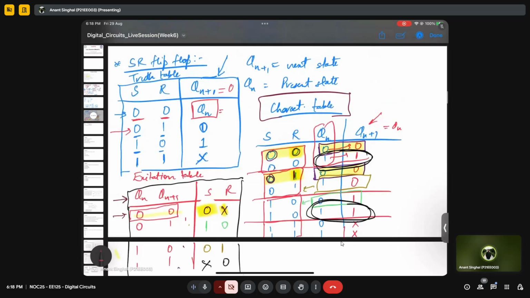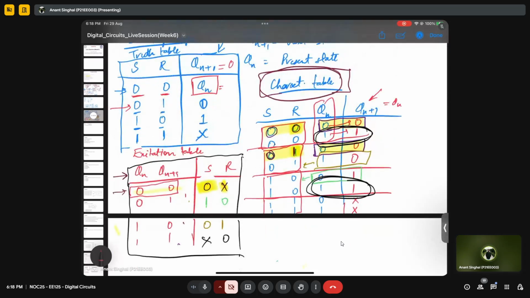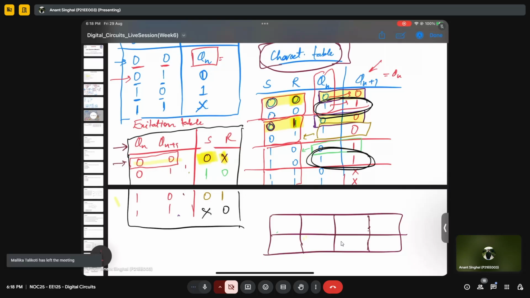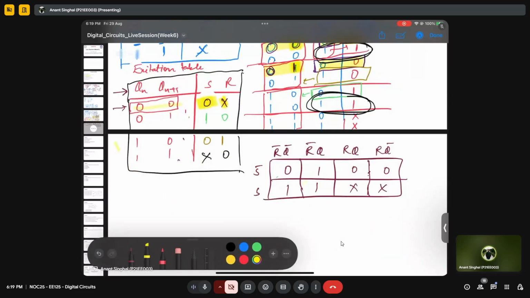So yeah, we can also have the expression of Qn plus 1 in terms of S, R, Q. In general we use the characteristic table, so we can make a K map. So this will be S bar, S. So this will be R bar Q bar, R bar Q, R Q, and R Q bar. So we can write it as 0, 1, 0, 0, 0, 1, 0, 1, X, X. Yeah, so this is basically the K map for the same.